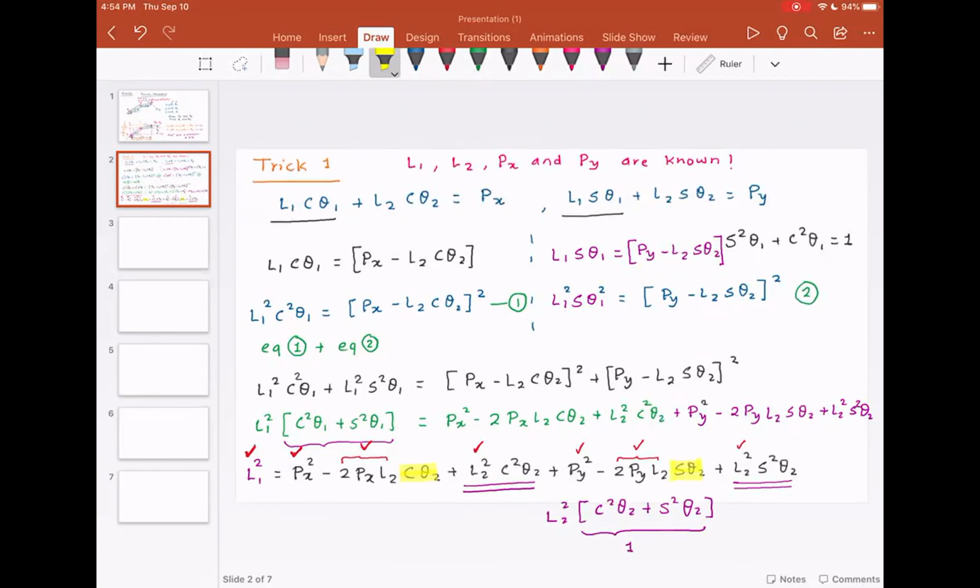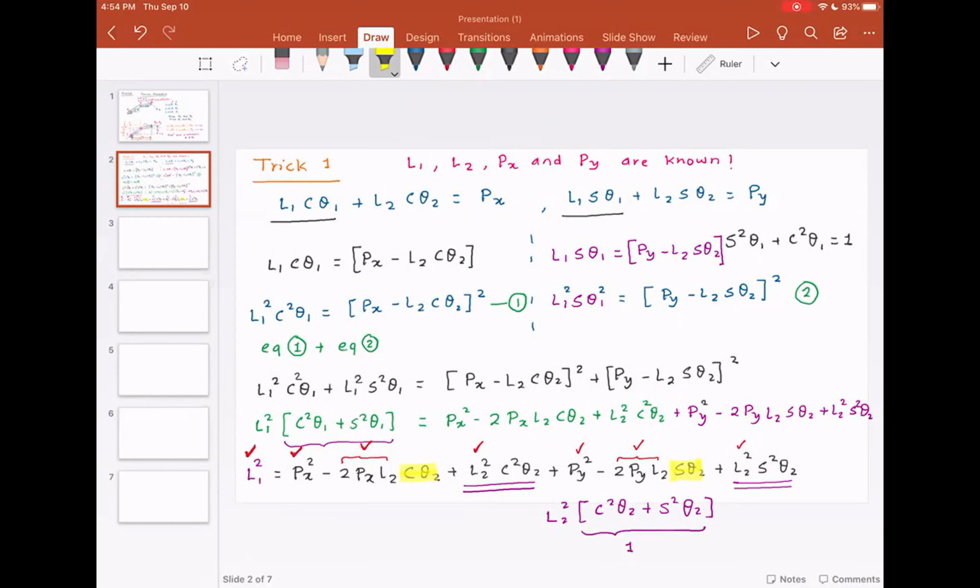Everybody with me so far? Right now, what we did is we started with the coupled equations, and now we have landed up with only one equation that has sine and cosine terms. I'm going to rewrite this equation into the most general form. Believe me, most of the time you are going to have an equation that is something like this.